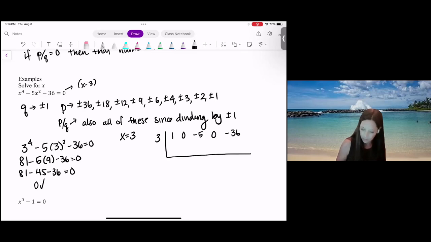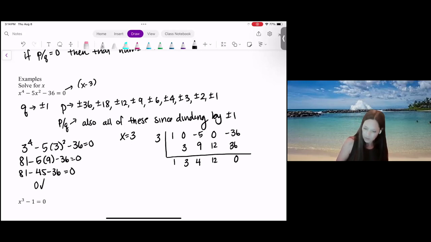I'm going to drop down my 1 and then multiply. 3 times 1 is 3. And then I'm going to add those two together to get 3. And then I do that again. 3 times 3 is 9. 9 plus negative 5 is 4. Now, because 3 is a factor, this is going to give me 0 as my final term, but I'm reducing down to the third power. So I'll show you what happens. 3 times 4 is 12. 12 plus 0 is 12. And 3 times 12 is 36. Negative 36 plus 36 is 0.